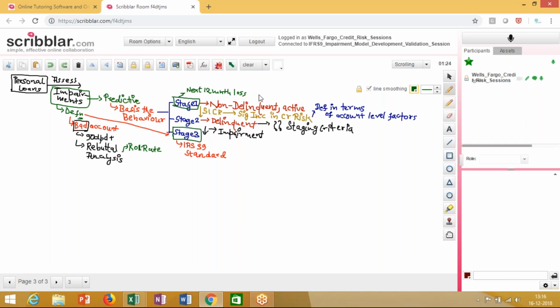The next 12 months loss. So there's the next 12 months loss, which is 12 months ECL.